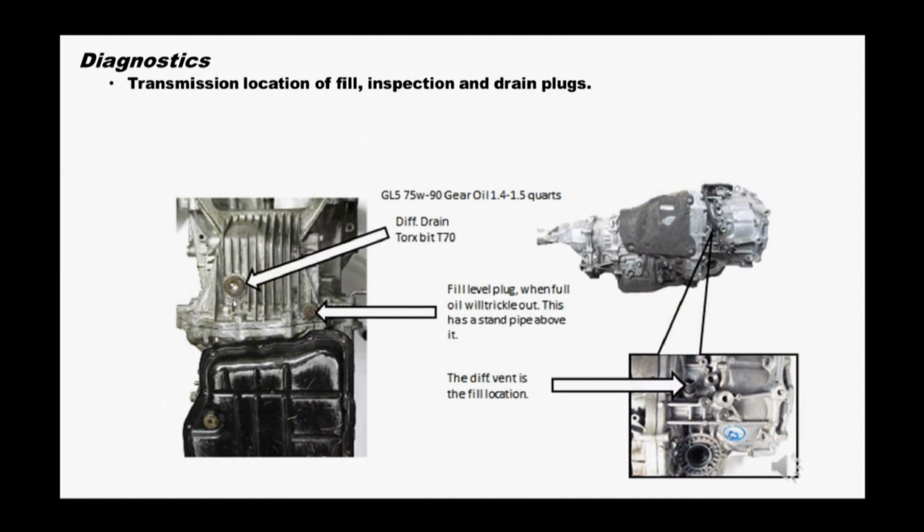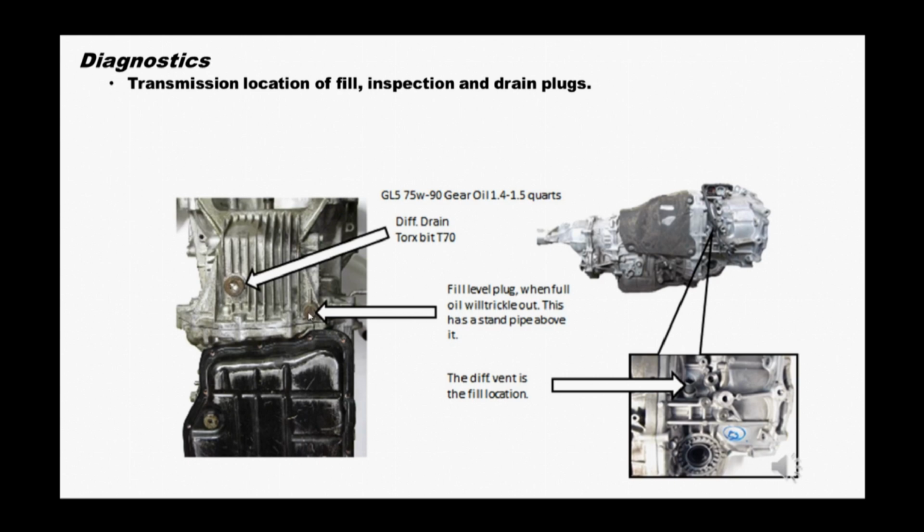The differential drain is a Torx bit T70. The fill level is this bolt or plug right here. It'll trickle out when it is full. You fill the differential on the vent on the passenger side here. Just pull out the vent, and there's a tube here. Just go ahead and fill through there until it trickles out this bottom plug here.